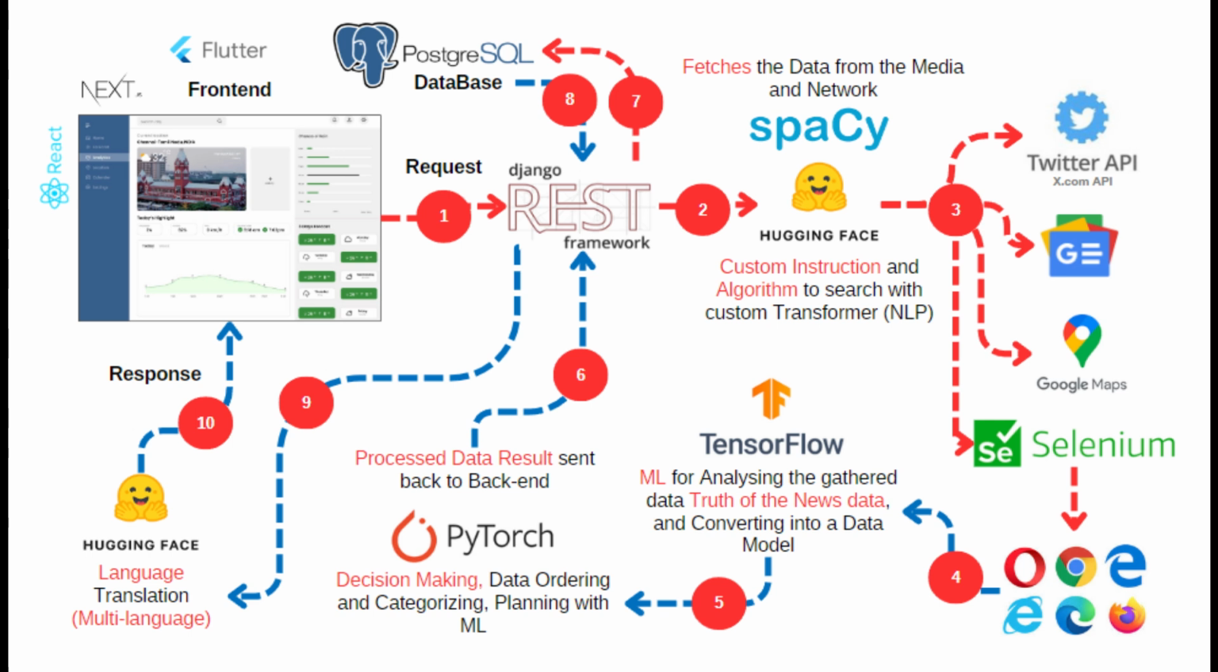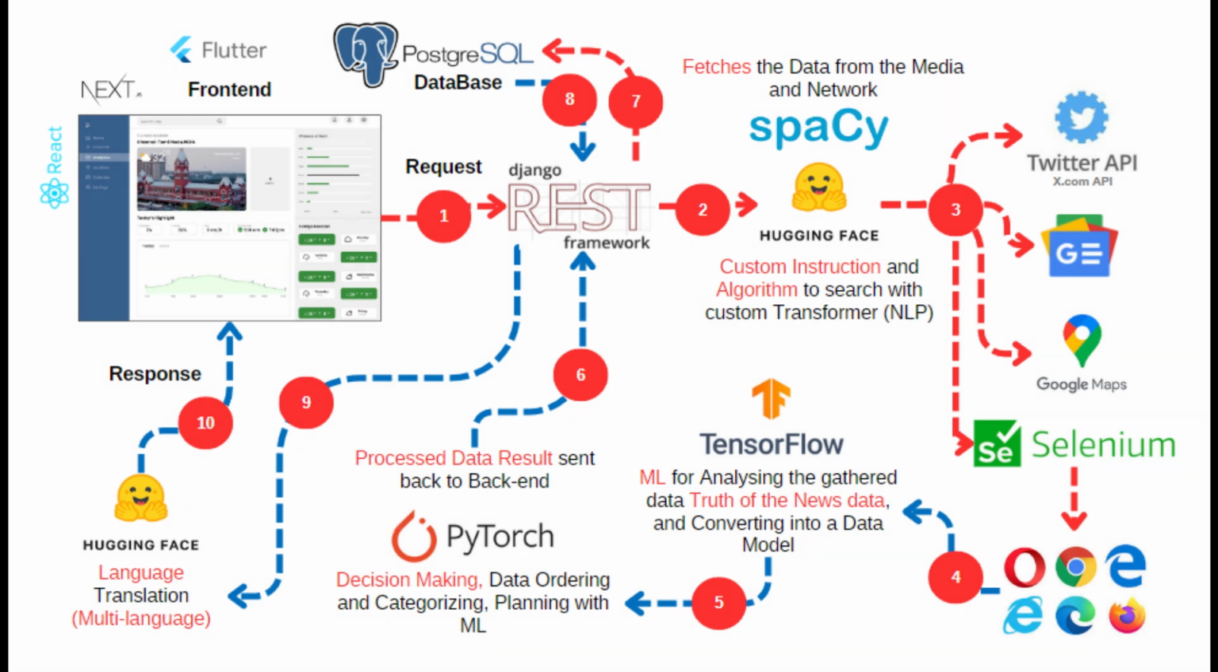Step 5. Decision-making and categorizing. In this step, PyTorch is used for decision-making and data categorization. The ML models help with planning, data ordering, and categorizing the collected data for disaster response.